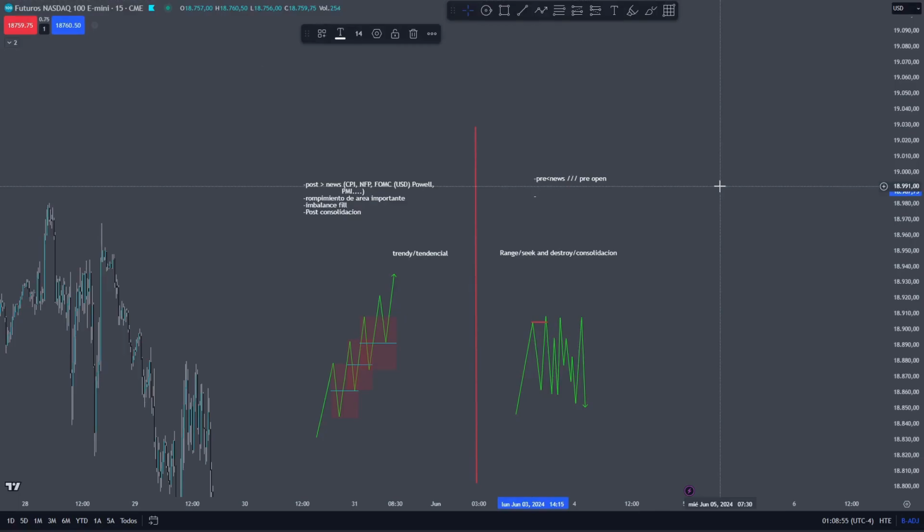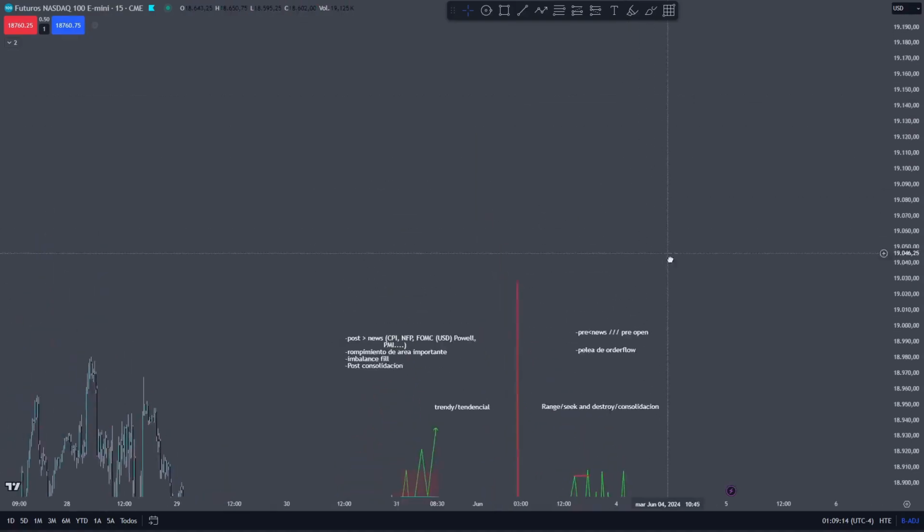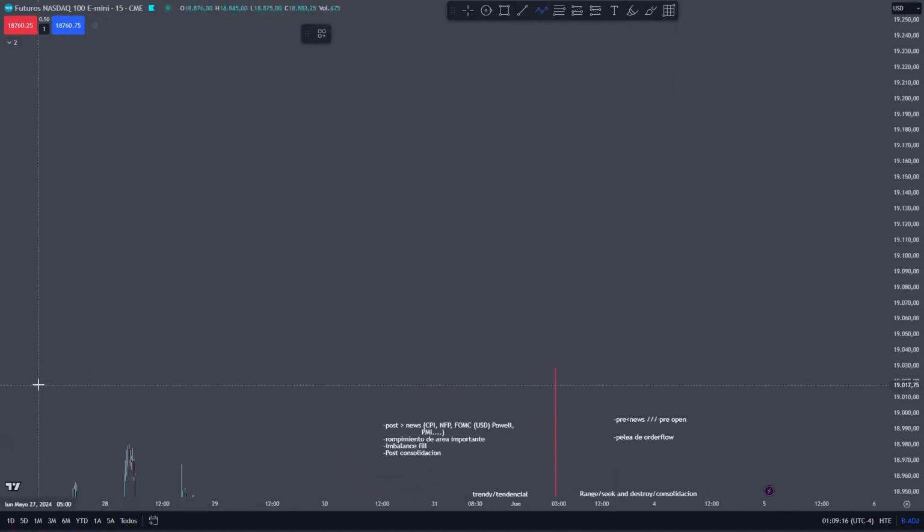We also had a significant breakout area here. So before the breakout of that significant area, what needs to be done? Fight with that significant area. And that's where the order flow fight happens. What do I mean by order flow fight? Let me draw it again.